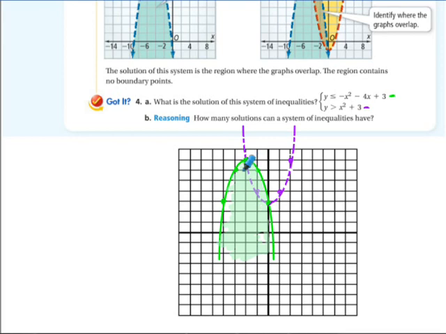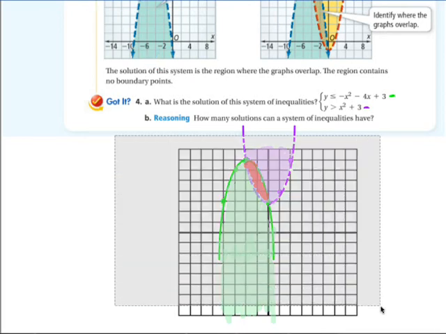That's where all this shading goes, and it would go down forever. My parabola went further. The shading for the purple one is greater than, so it's above it. It's all of this. And the answer is just this part right here that overlaps. This is my answer. That's the solution. And that's all we have to do.